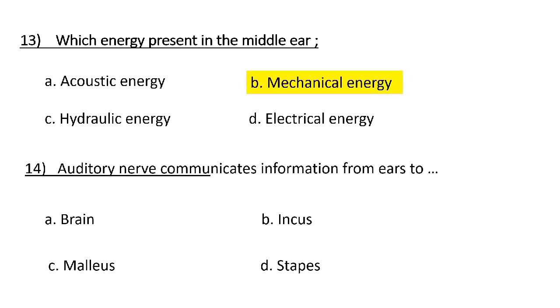Question number 14. Auditory nerve communicates information from ears to dash. Option A, brain. Option B, incus. Option C, malleus. Option D, stapes. The correct option is brain.